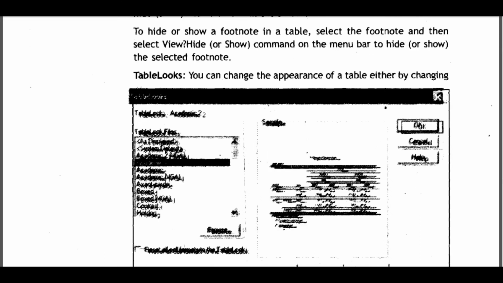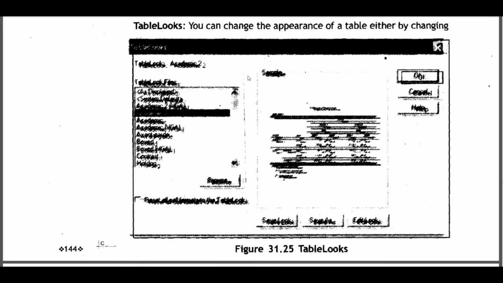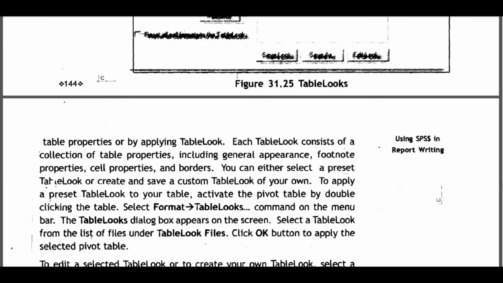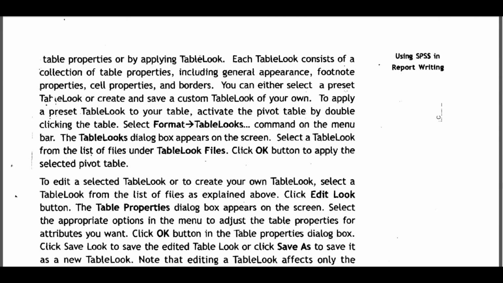In tables, you can change the appearance of a table either by changing table properties or by applying a table look. Each table look consists of a collection of table properties including general appearance, footnote properties, cell properties and borders. You can either select a preset table look or create a custom table look of your own.